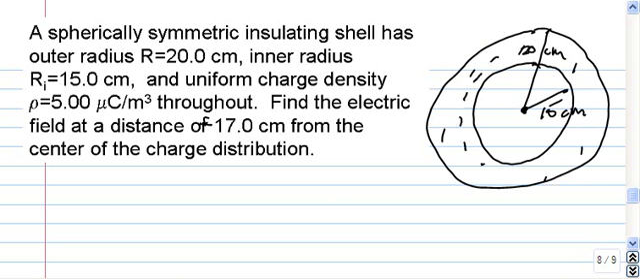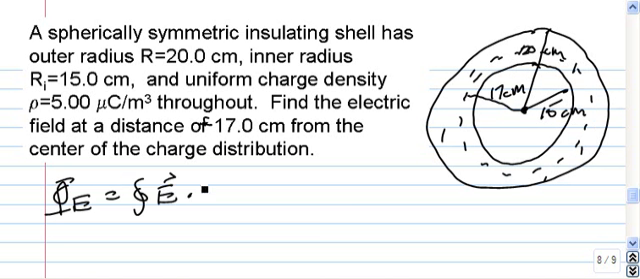Because of the spherical symmetry, we're going to go ahead and use Gauss's law in order to do that. So I'm going to put a spherical Gaussian surface at a distance of 17 centimeters away from the center. Let's go ahead and calculate the flux through the surface in terms of the electric field strength E.